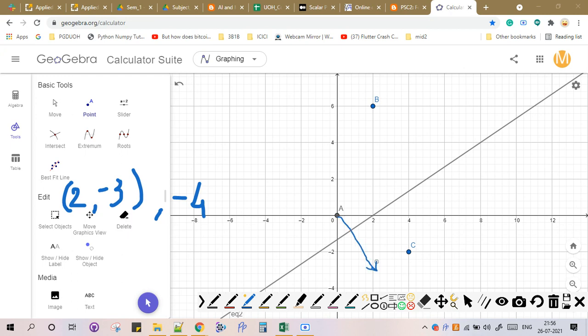In the direction of w, this would be the positive half, definitely, and this would be the negative half, because this half is in the direction of w, correct? (2, minus 3), correct? And this is the intercept, minus 4. Okay, now this is the positive half, this is the negative half. Now I want to calculate this distance and this distance from the line, correct?